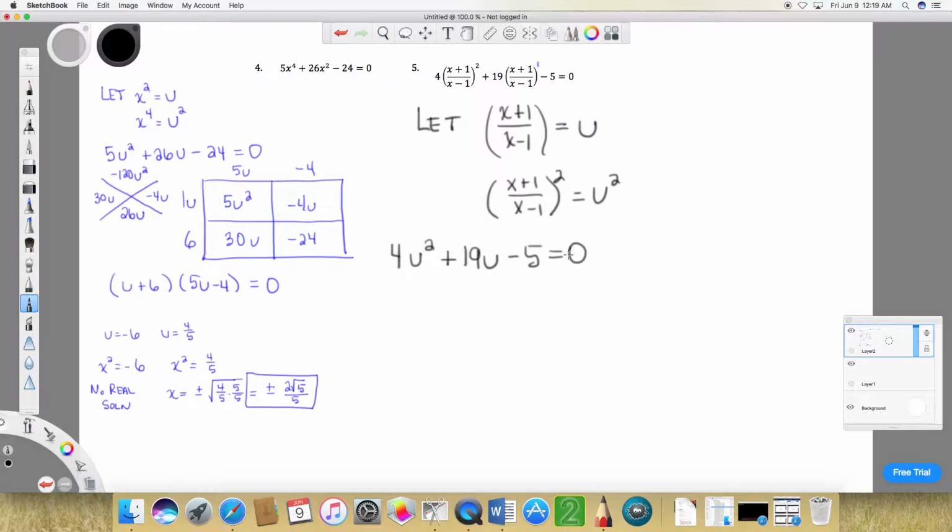So let's go ahead and try to factor this by using our x method. Our middle term is 19u, and our first term times our last term is -20u squared. So two numbers that multiply together to give us this top value, but add together to give us this bottom, are 20u and -1u. I think those do the trick.